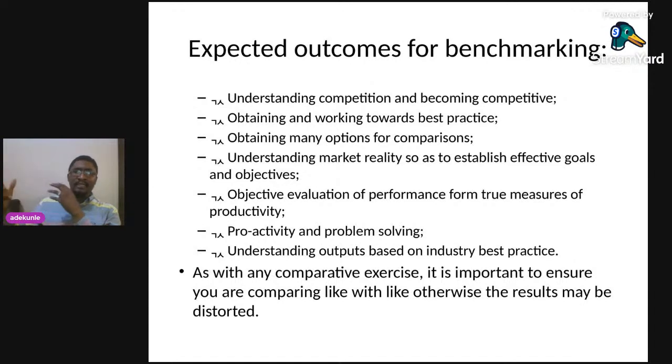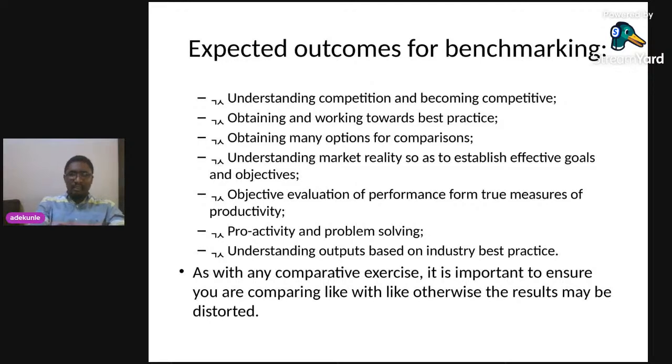Then objective, what you do, our outcome is to get an objective evaluation of performance and true measures of your productivity, and proactively get proactivity and problem solving. Then understand the output based on industry best practice.